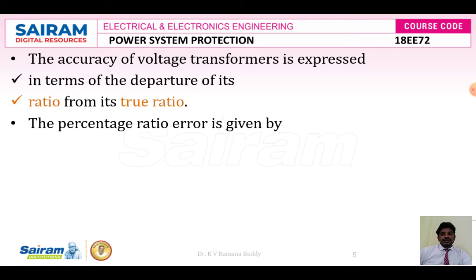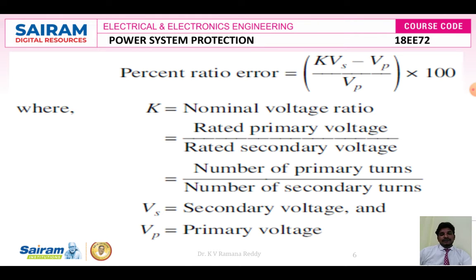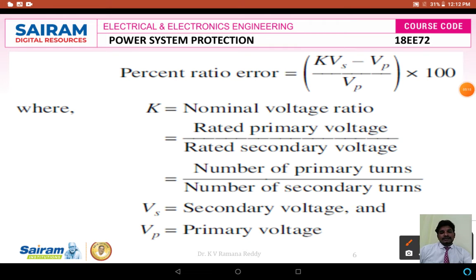True ratio is the actual value and ratio is the normal value. The percentage error is generally the error during the time of the fault, which is sensed by the voltage at the secondary side, and that should be different from before the fault. So this percentage error, we can express mathematically with a formula called the percentage ratio error.